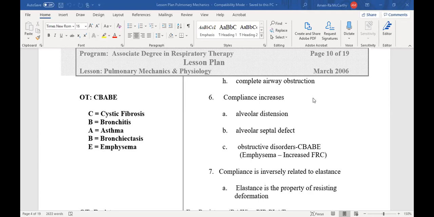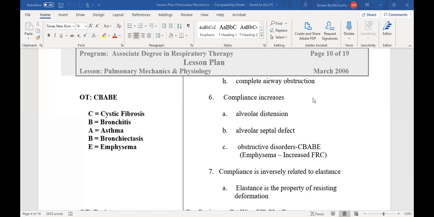B, the next B is for bronchiectasis. Bronchiectasis. Did I let you in, Kayla? Bronchiectasis. And then the last E is for emphysema. Emphysema. COPD, baby.